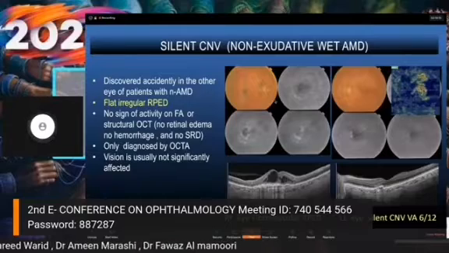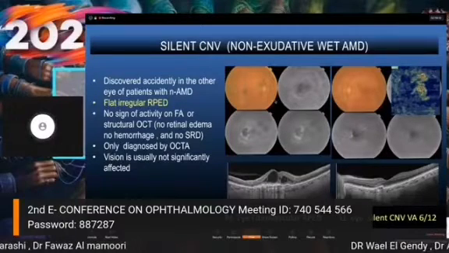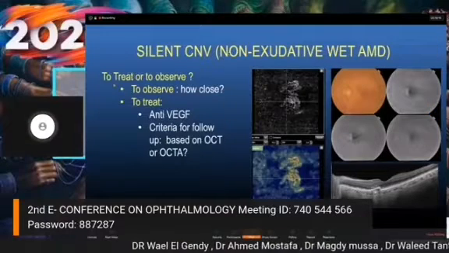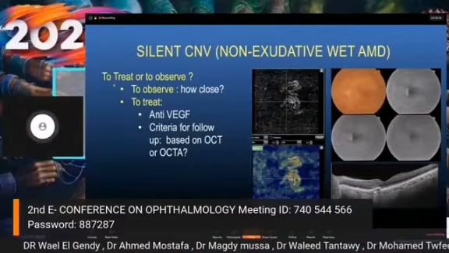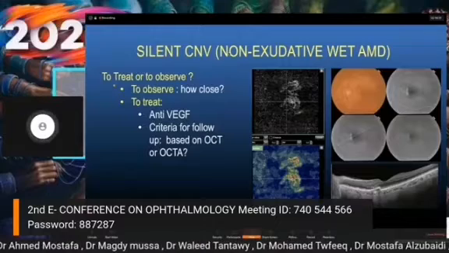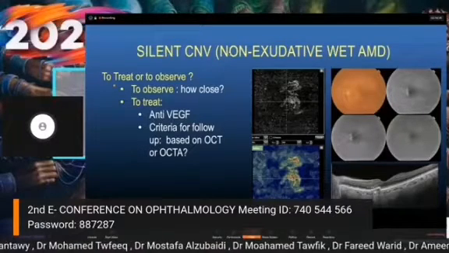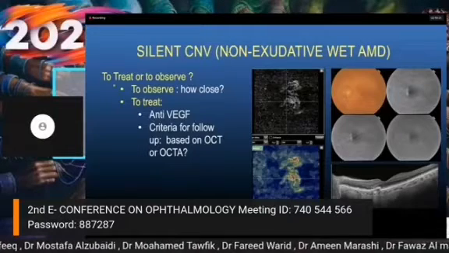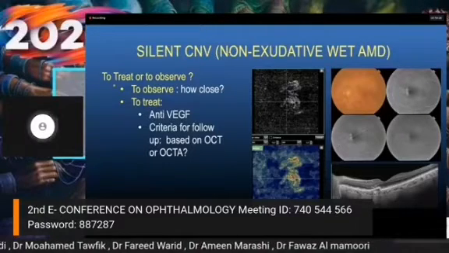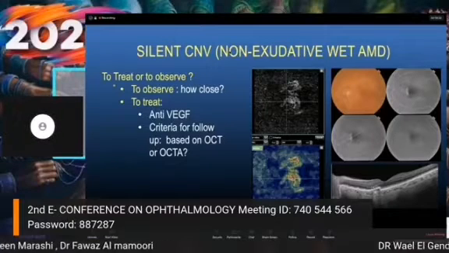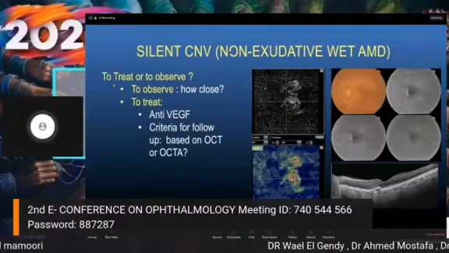A lot of theories, a lot of publications, a lot of talks in the literature about silent CNV. Should we start treating this patient, though there is no activity on the structural OCT or even on fluorescein? Should we close follow-up of this patient? Treating this patient will depend on fluorescein, OCT, or OCTA results, but it is not giving us any manifestation.